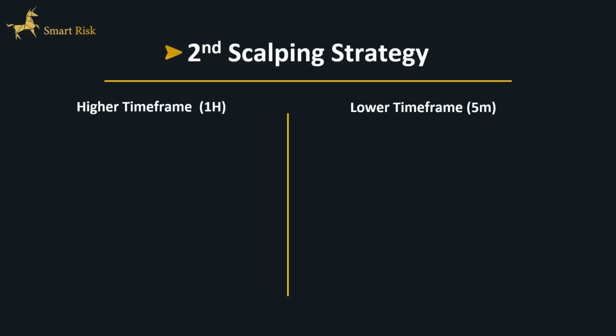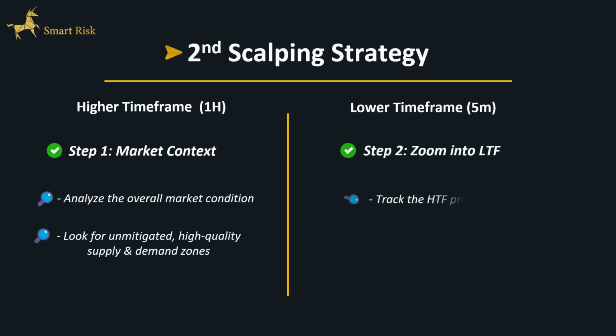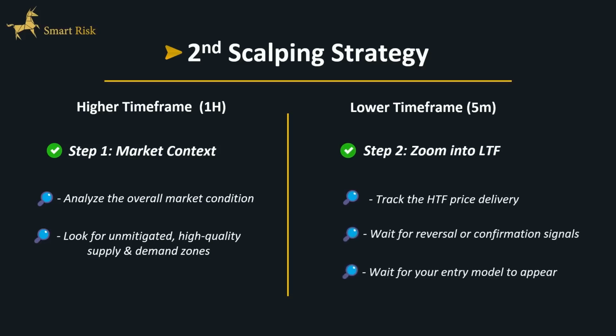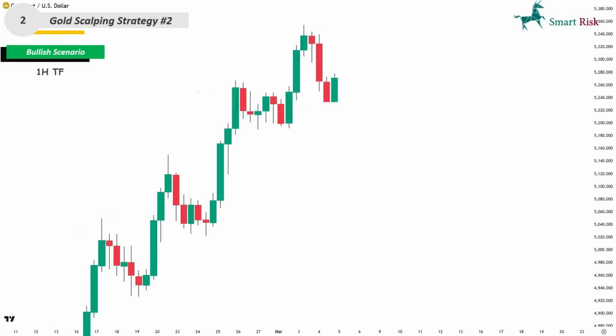This setup works with two time frames, the 1-hour and the 5-minute charts. On the higher time frame, we analyze the overall market condition. Here, we're looking for unmitigated high-quality supply and demand zones. Then, we zoom into the lower time frame to track the higher time frame delivery and look for reversal or confirmation signals. This is where your entry model needs to appear before opening a position. Now let's go step by step on the chart and see exactly how to apply it.